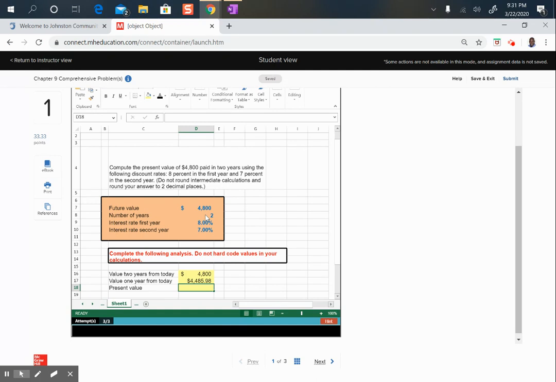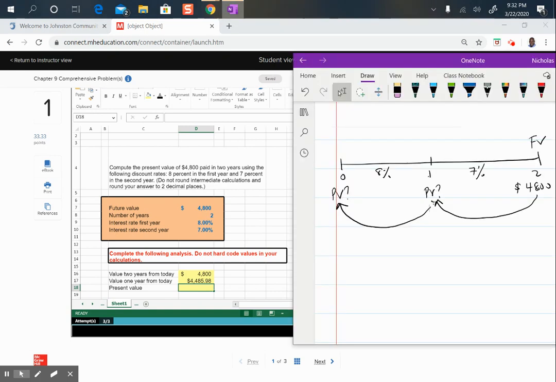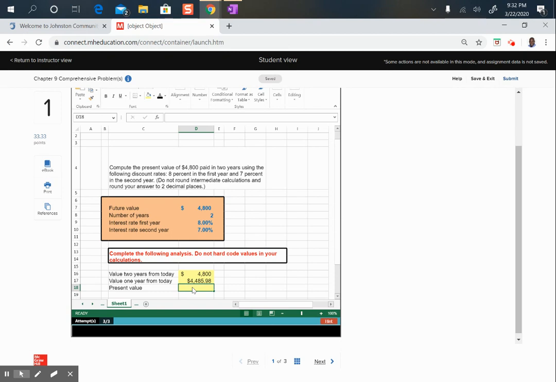The last part of this is to determine the present value. Now you can determine the present value of the 4,800. Here we know that this value is 4,485.98. What the question is asking is to discount this back to the present. Again, this is at 8%, and our n is just 1 year. So to do so, you'll take equal to the present value, and our rate here for year 1 is 8%.